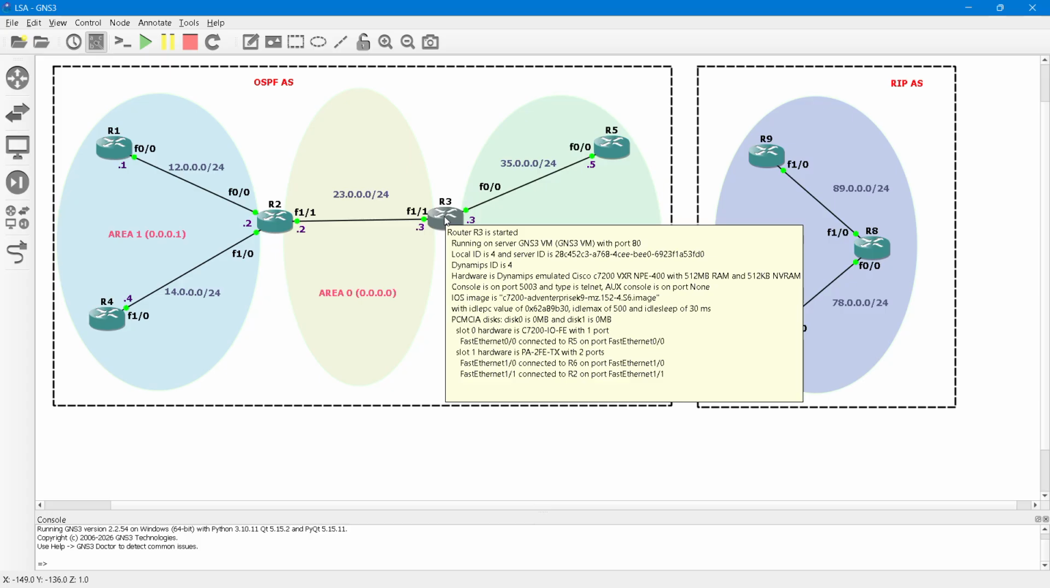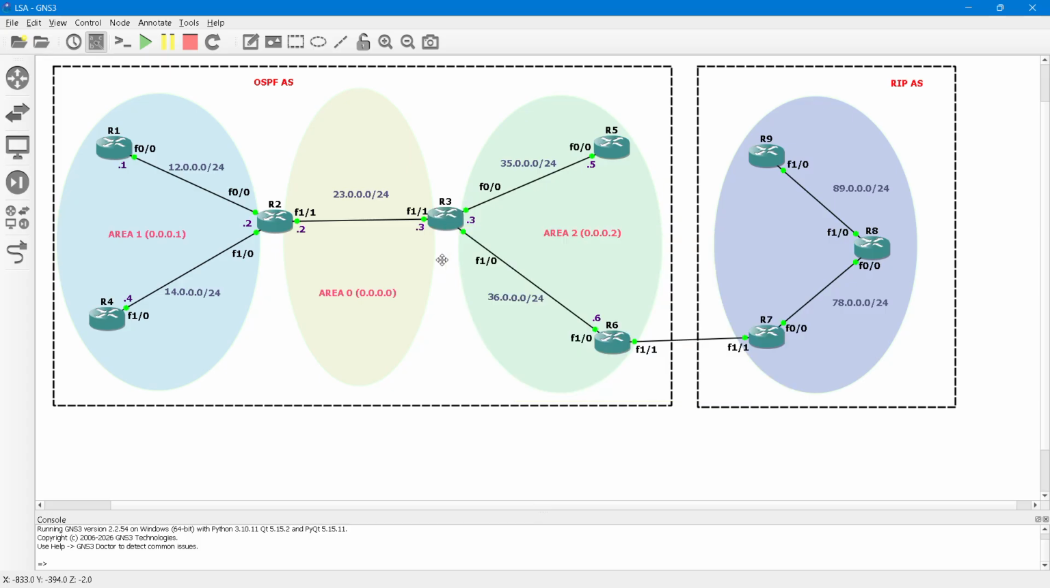Also, what is the trigger for the ABR to generate the ASBR summary LSA? The trigger is when the ABR sees in somebody's router LSA that the value of the ASBR field is set to true, then it generates the ASBR summary LSA for that particular router, right?